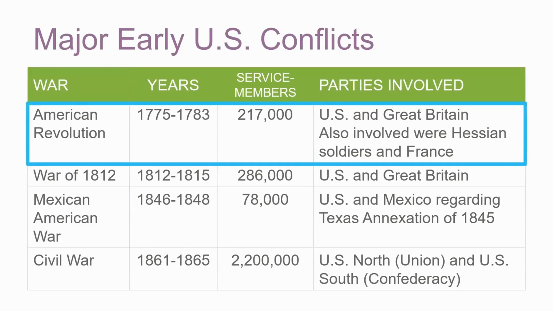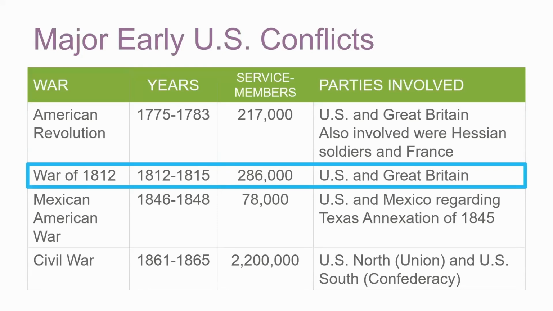This was from 1775 to 1783. It's when the United States separated from Great Britain, and it also involved the Hessian soldiers and France. Next up, we have the War of 1812. This is from 1812 to 1815, and this conflict was between the United States and Great Britain.